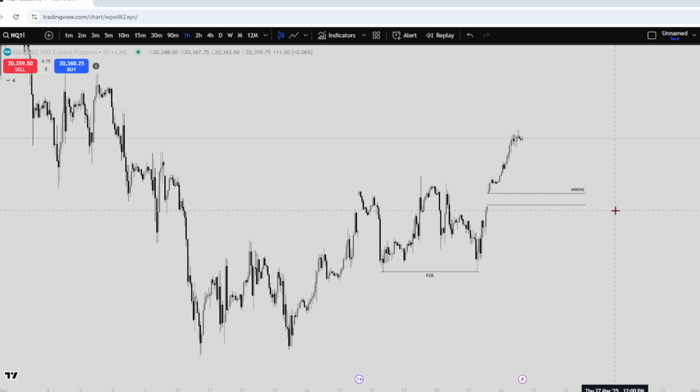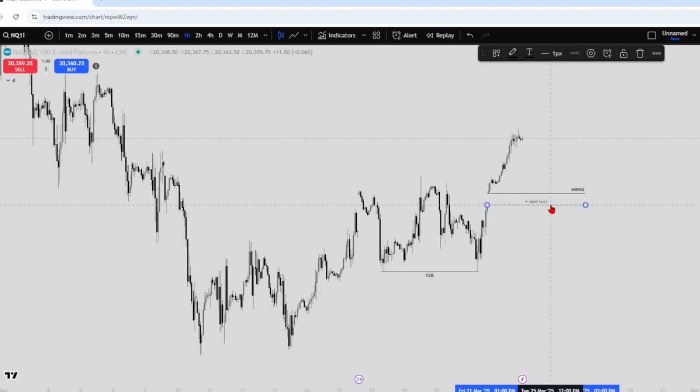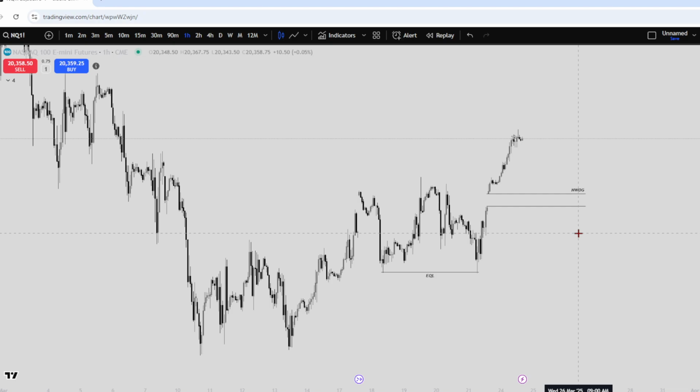I said I was gonna send this over the weekend, but I did get a little bit busy, so I'm making this video now after market close. This is just going to be an intro to order flow and an intro to liquidity. These are the main things that we see in the market.